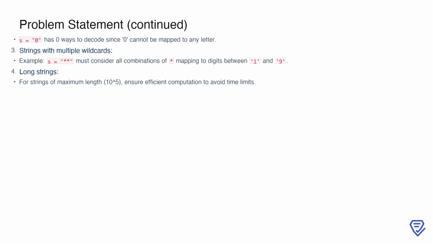When dealing with multiple asterisk characters, such as S equals asterisk asterisk, you must account for all possible combinations of asterisk mapping to digits from 1 to 9, which can lead to a large number of possibilities. For longer strings, especially those at the maximum length of 10 to the power of 5, the solution must be efficient to remain within computational limits. Results should always be returned modulo 10 to the power of 9 plus 7 to handle the potentially large outputs.